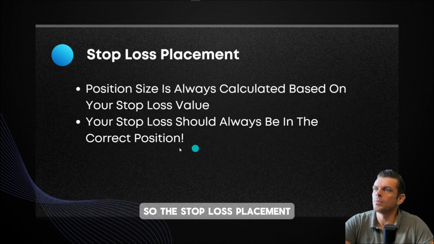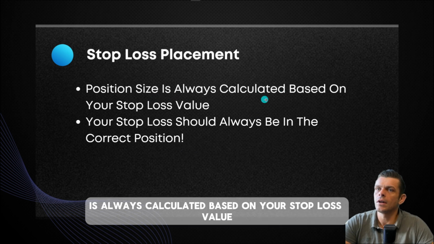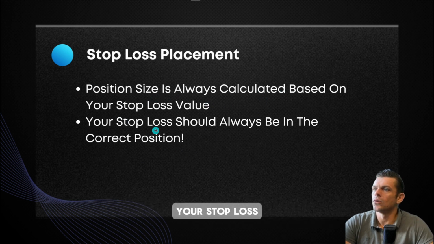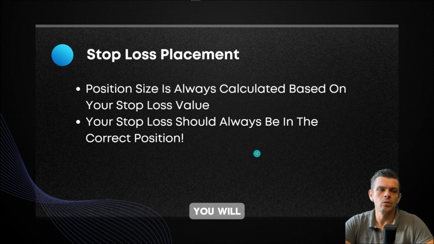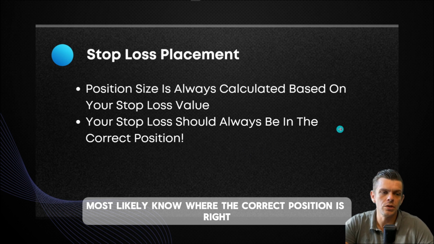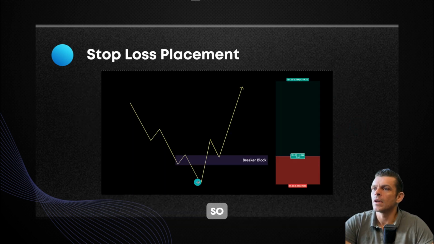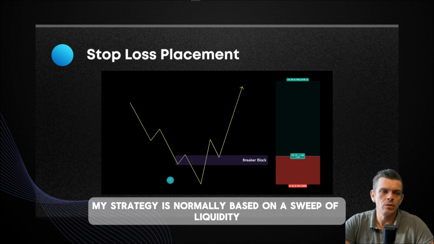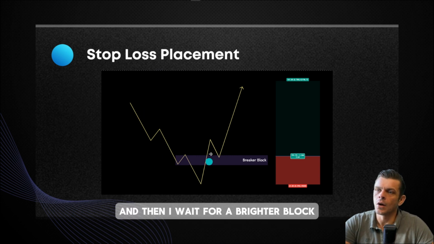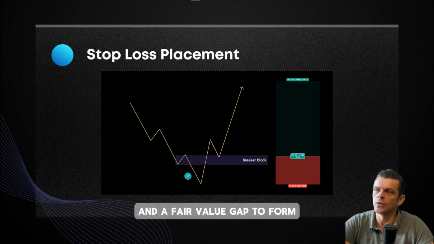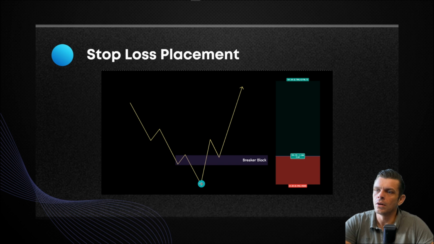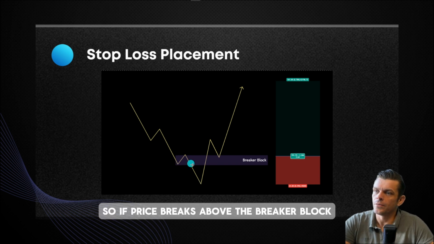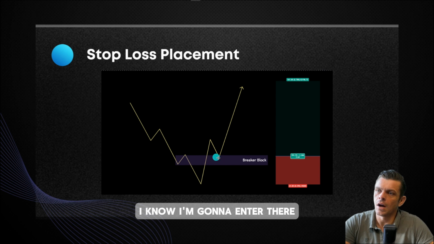Right, so the stop loss placement. The position size is always calculated based on your stop loss value. Your stop loss should always be in the correct position. No matter what your strategy is, you will most likely know where the correct position is, right? And I will show you a couple of examples. My strategy is normally based on a sweep of liquidity, and then I wait for a breaker block and a fair value gap to form, and then I will enter with a limit order on the breaker block. In this situation, the stop loss will be below the low of the manipulation leg.